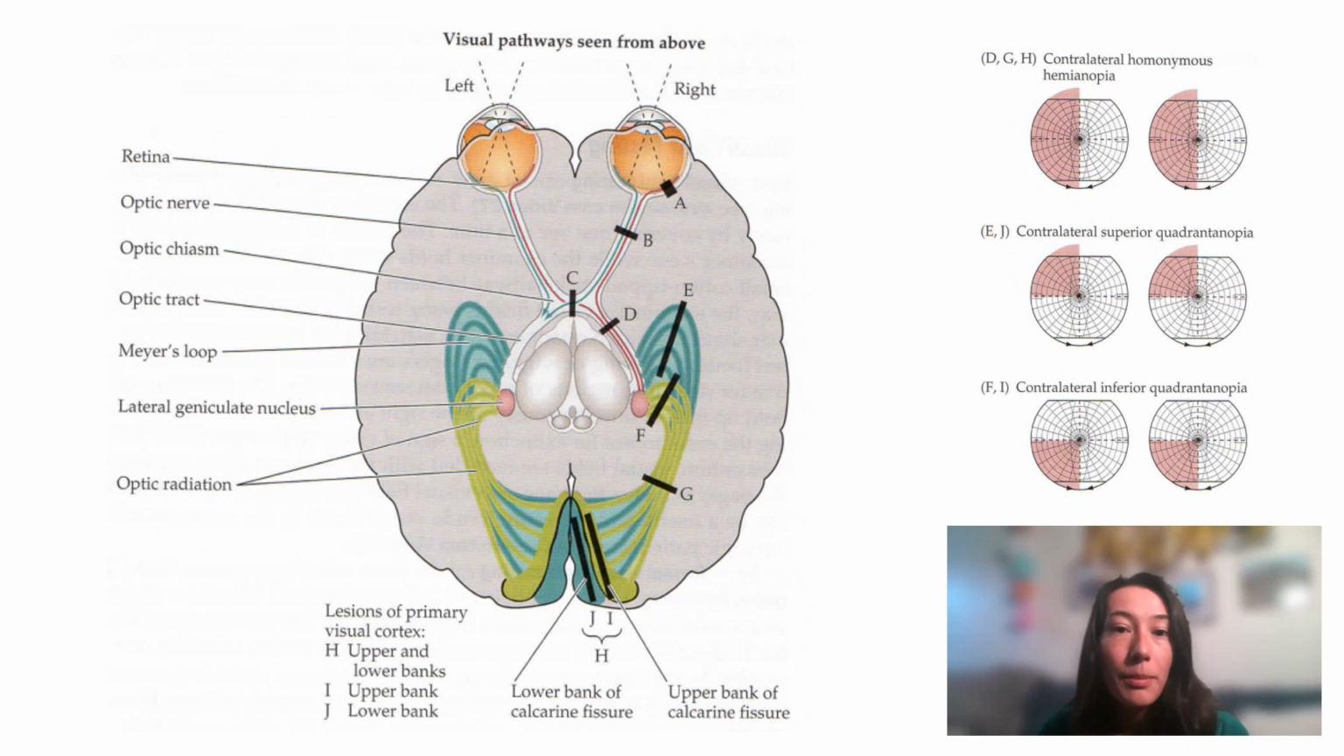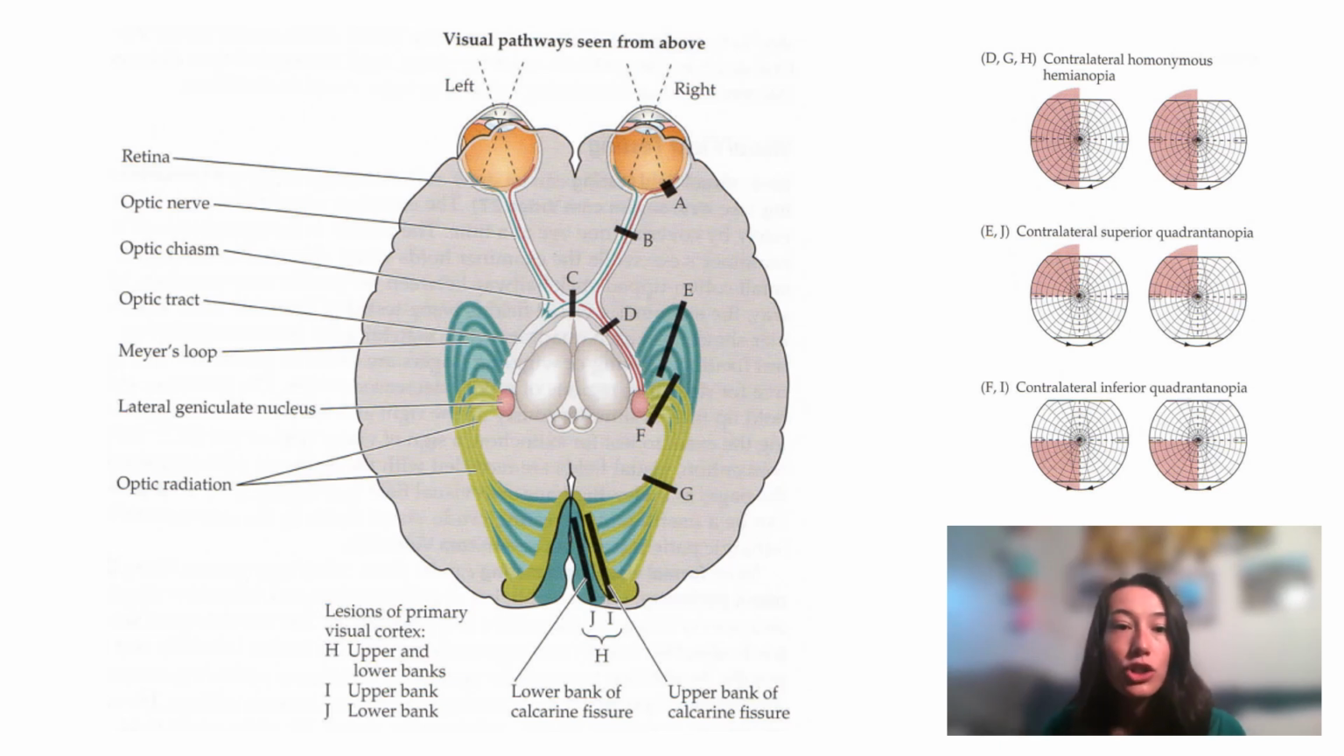Well, in this diagram, E is directly placing a lesion on the inferior optic radiation. The inferior optic radiation gives you information about the superior field of view. This is why we see an upper left quadrant visual field deficit in this case.